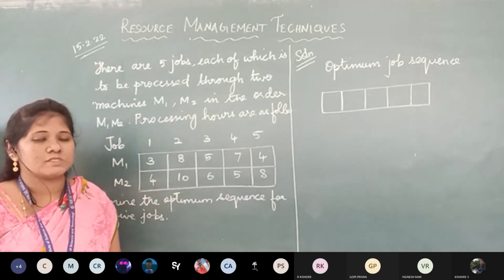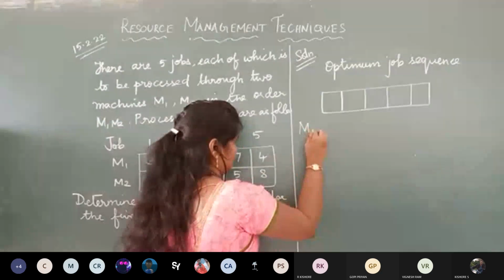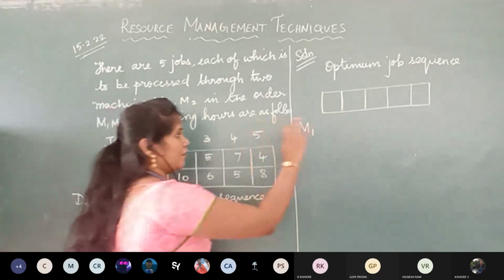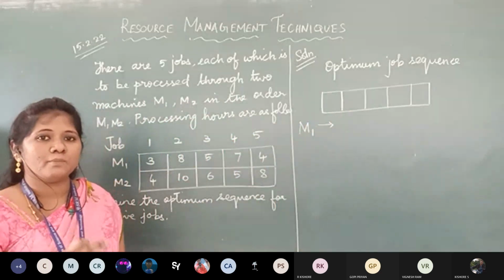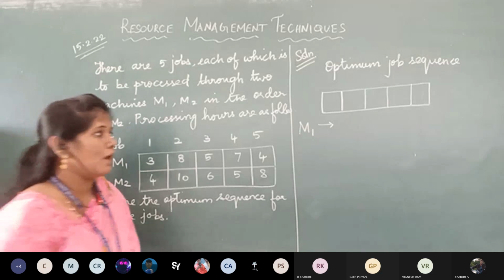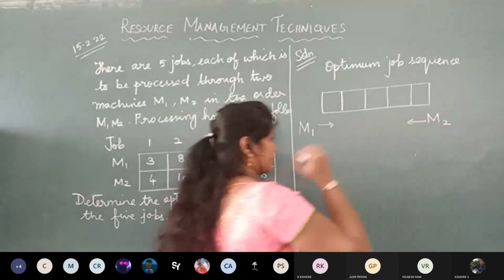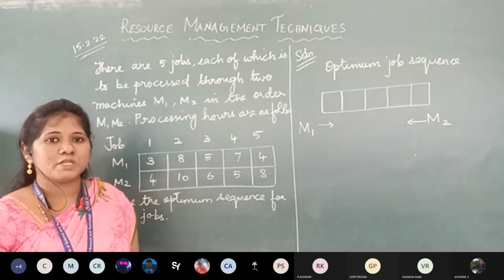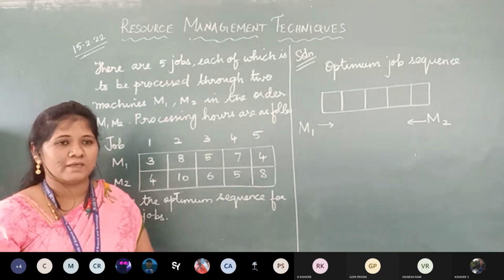Here is another point for your sequencing problem. If you are taking the value from your machine M1, you will write the order from left to right. Whereas if you take the values from M2, your second machine, you will write from right to left. For machine M1, left to right. For machine M2, right to left. I will tell you again.